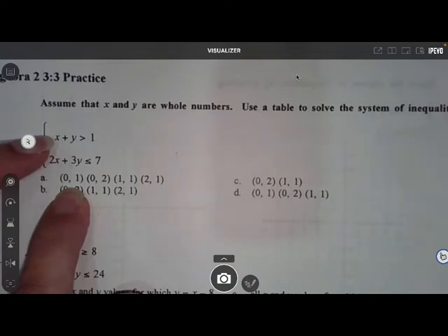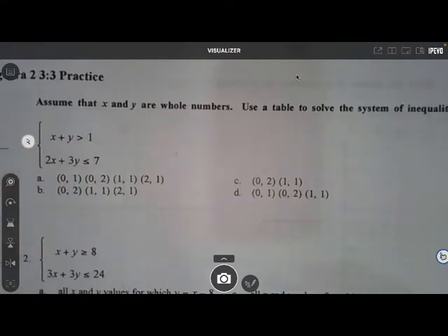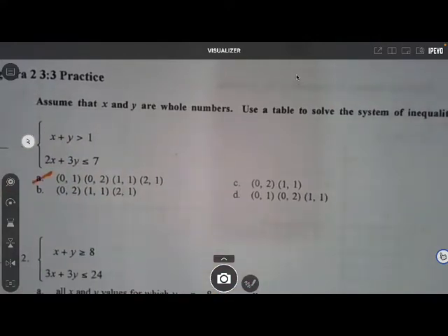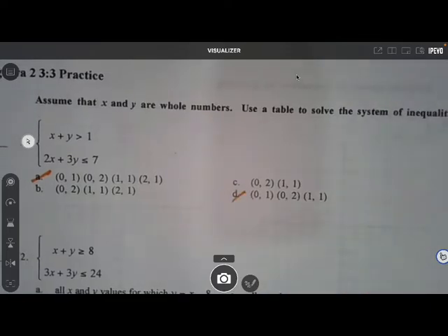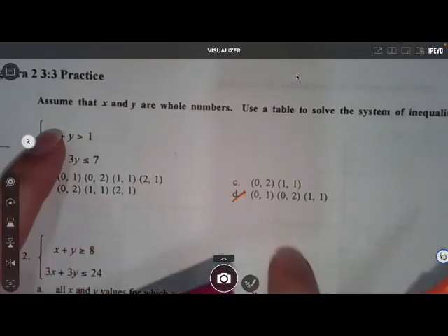If x is 0 and y is 1, what's 0 plus 1? Is that bigger than 1? No. So I already know A is not going to work. Or D. Okay? Then you would go through the others and try the ordered pairs, and they have to work for both of these.